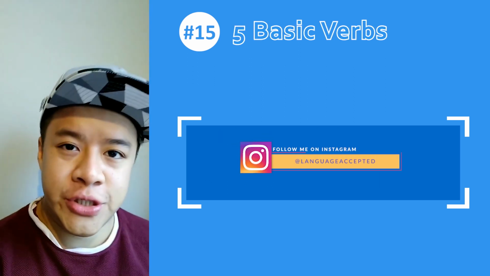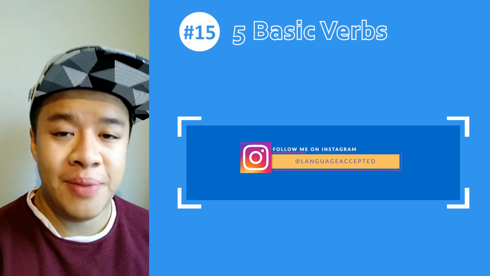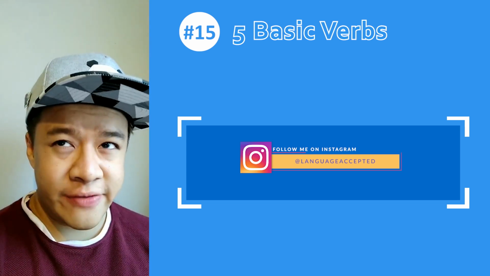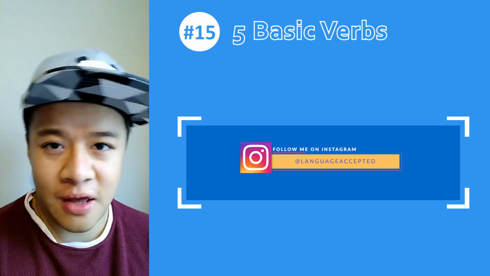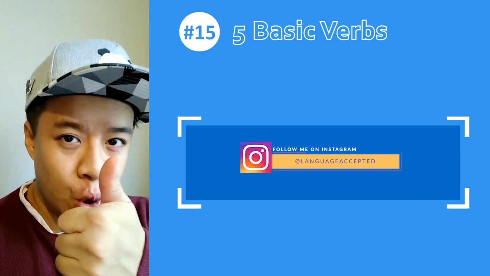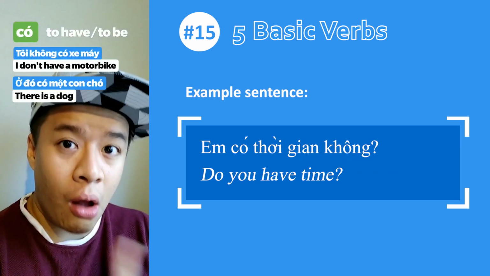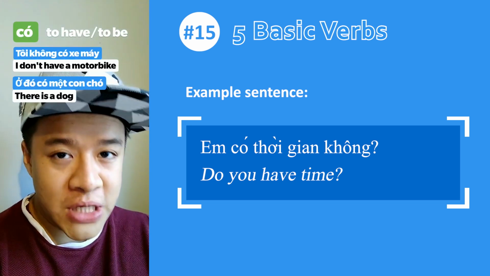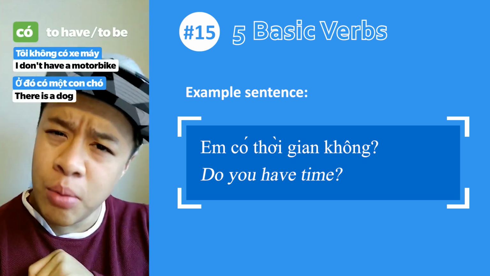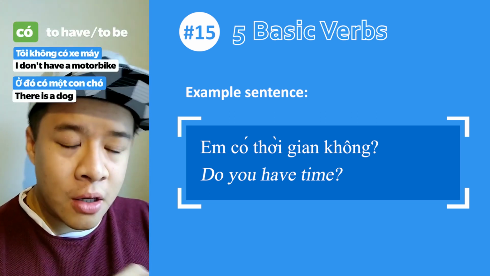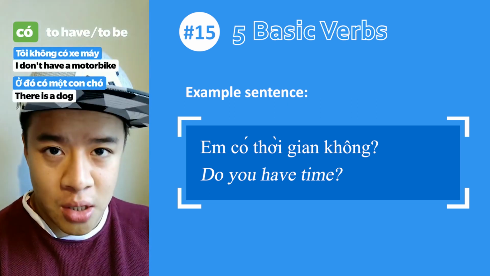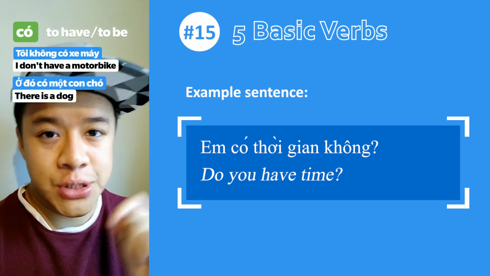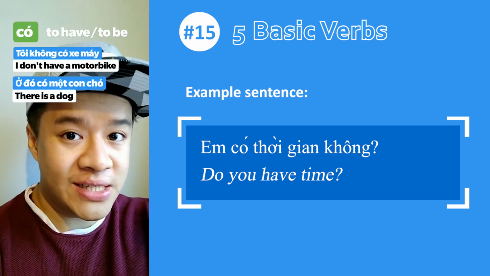What's up, language challengers? Before we move on to more complex sentence structures, let's have a look at 5 very basic verbs first. Let's go. Verb number 1, có. Có means to have or to be. For example, tôi không có xe máy, I don't have a motorbike. Or ở đó có một con chó, there is a dog. So here, có means is.